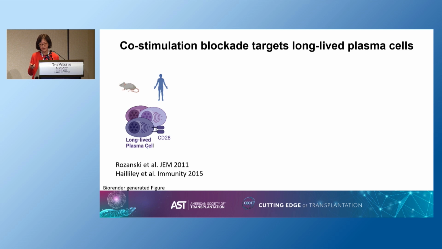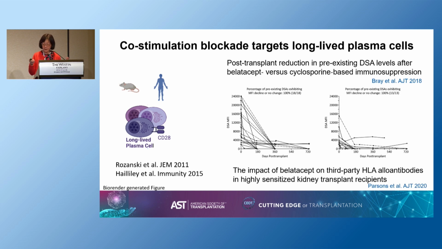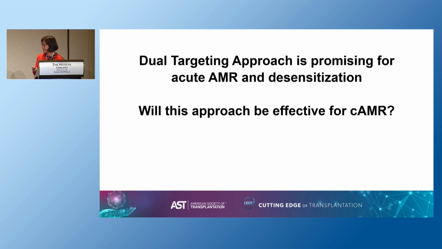And this basic science finding actually predicted and was the explanation for the findings by Bray et al. and Parsons et al. that post-transplant reduction of pre-existing DSA, as well as third-party HLA antibodies, were observed in patients treated with belatacept. So we already know now that there is enough data suggesting that this is a really promising approach for treatment of acute AMR and desensitization. And so the question now for all of us is whether this approach will be effective for chronic AMR.